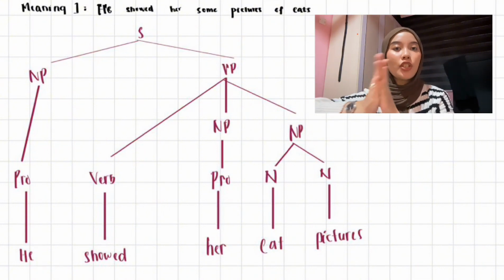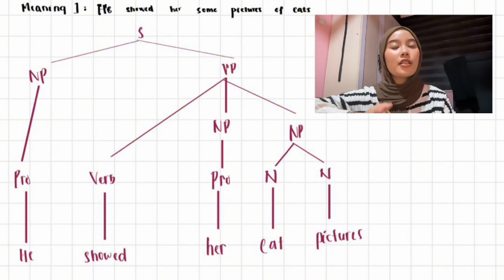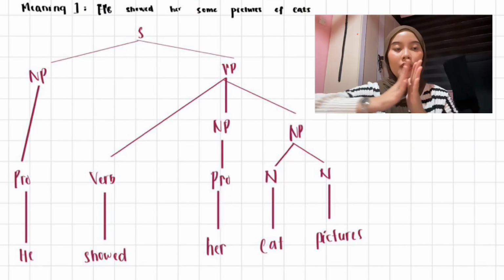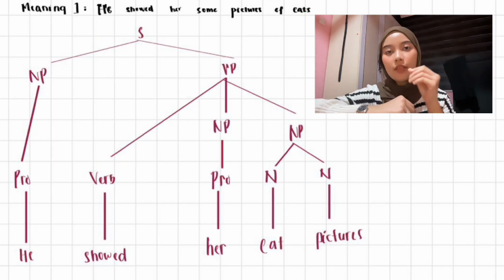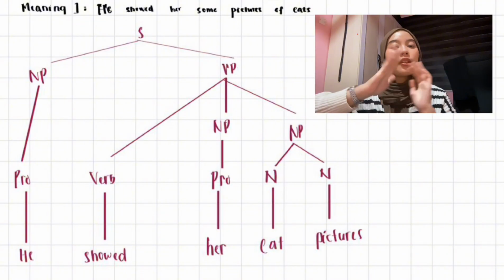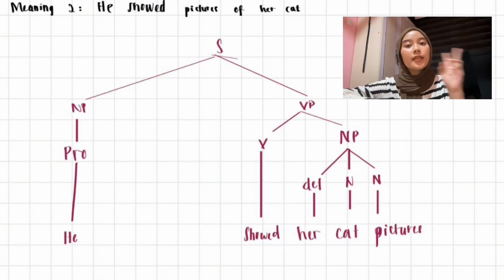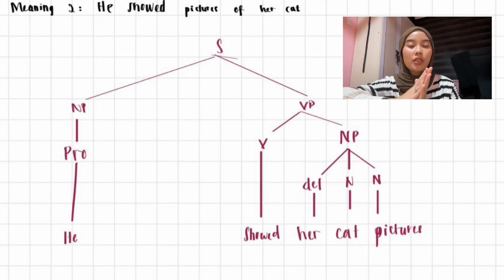The sentence "He showed her cat pictures" can be understood in two ways. The first meaning is he showed pictures of a cat to her. That means her is the one who received the pictures. So in this situation, her is the pronoun. In the second meaning, the words "her cat pictures" go together as one idea. That means he showed pictures of her cat. So the sentence can either be about showing pictures to her or about showing pictures of her cat.